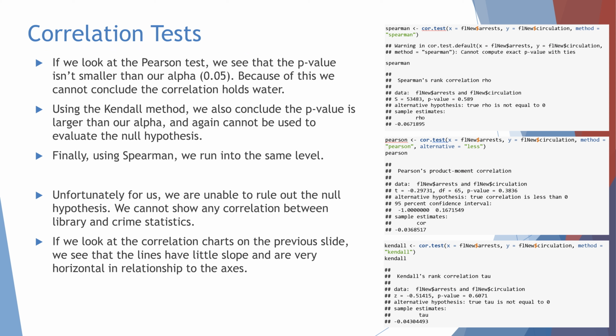For each correlation test, I did several: method Spearman, method Pearson, and method Kendall. And for all three, the p-value was not significant, so we could not reject the null hypothesis and could not say that there was a correlation between the two. So as of right now, with our data, there is no correlation between crime statistics and library usage.